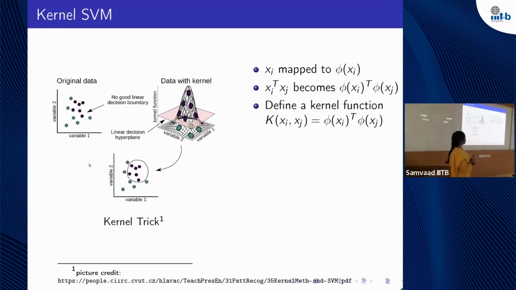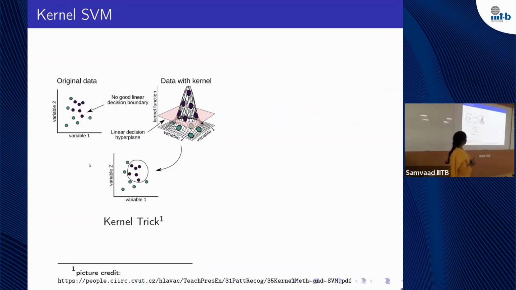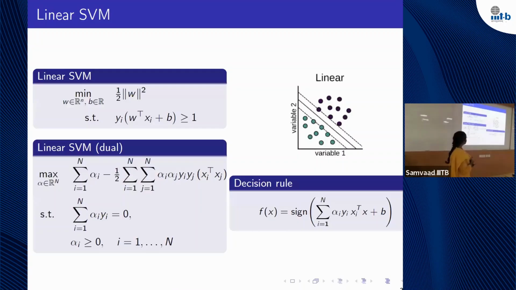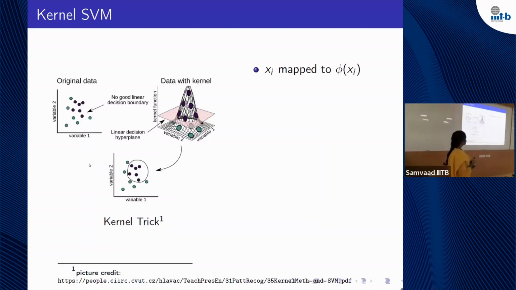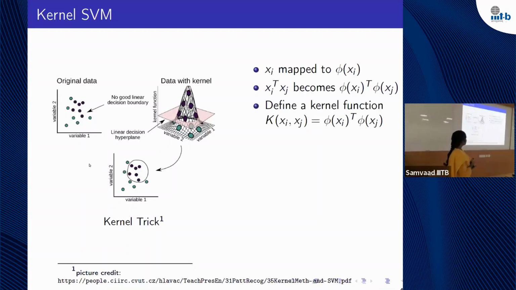So instead of making phi our unknown, I can directly model k. Why? Because I only ever have x's in dot product terms. Xi transpose xj here, and here as well I have xi transpose x. So I don't have to model phi. Instead, I can directly model k of xi, xj, which is defined as phi of xi transpose phi of xj.